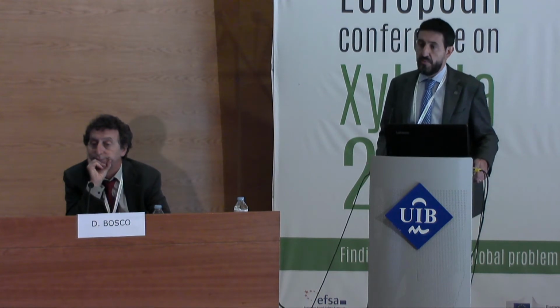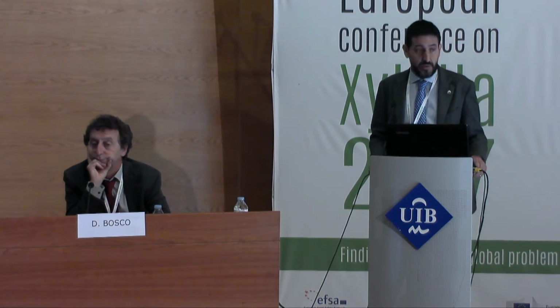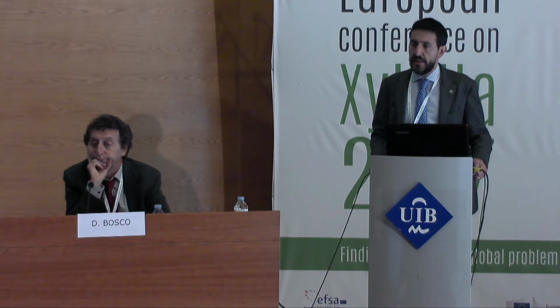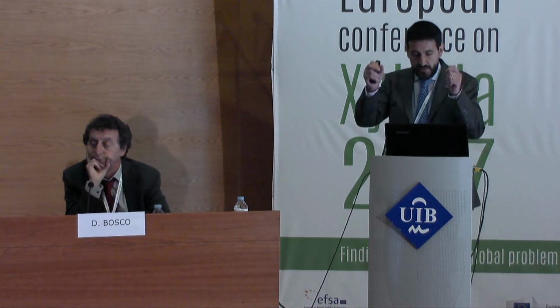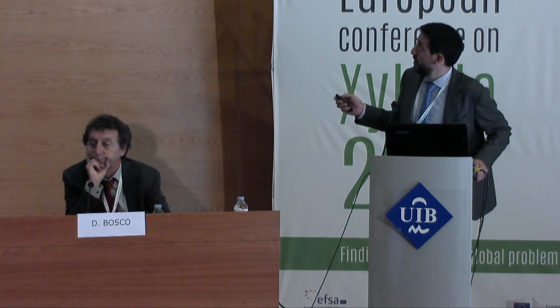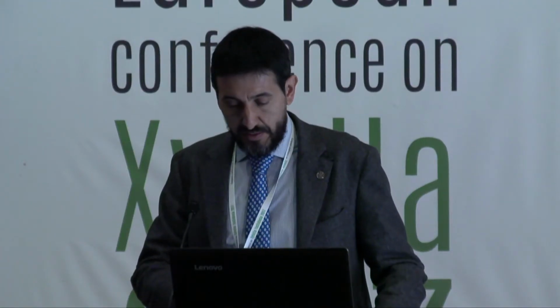For the capture of insects, we used different methods, as Nicola also pointed out, and this work was conducted in collaboration with Dr. Alberto Ferreres. We designed a protocol to sample the insects in the different crops, not just in olives, but also in vineyards, citrus and almond. For this, we decided, of course, to use direct observations of the foams on the plants. We also use the sweeping net, which I think is the most useful tool to capture this kind of insects. We also tried bagging on the branches of the different trees. And we also used a backpack vacuum to aspirate the insects.